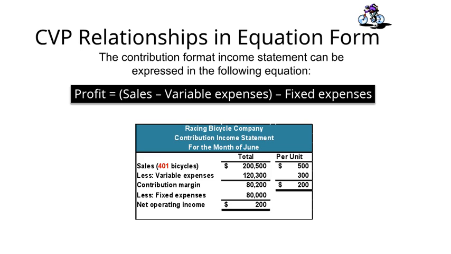Part 3, variable expenses is $120,300. 401 units sold at $300 per unit. Part 4, with fixed expenses of $80,000, we can see that profit or net operating income is equal to $200. Exactly the same answer we got using the contribution income statement approach.